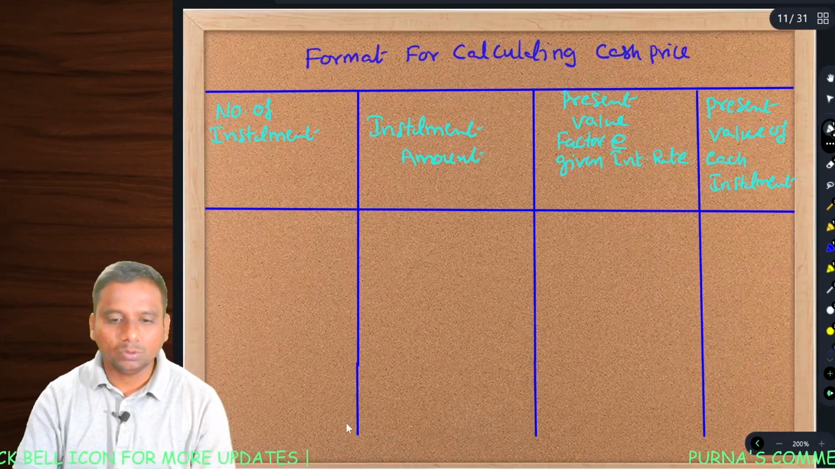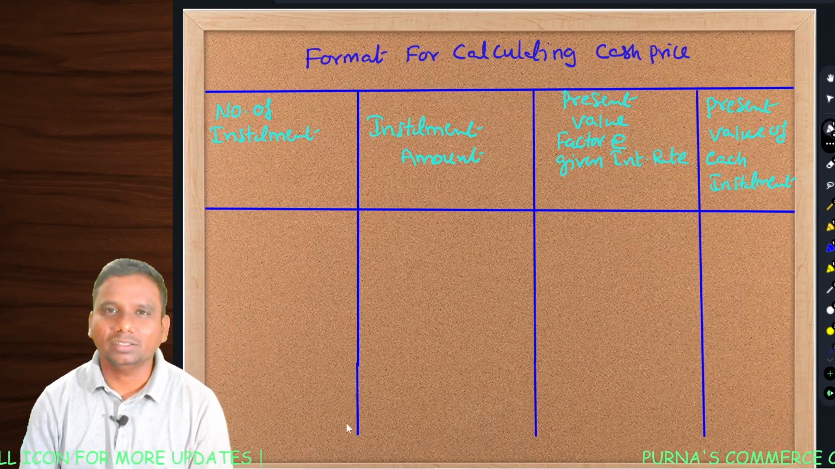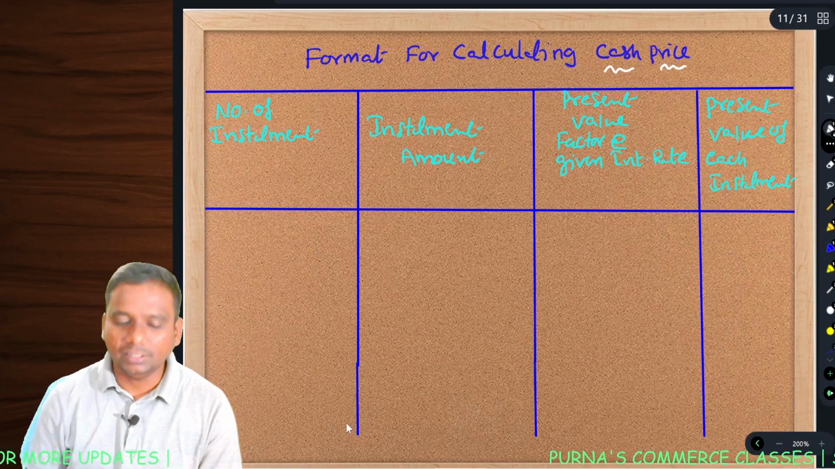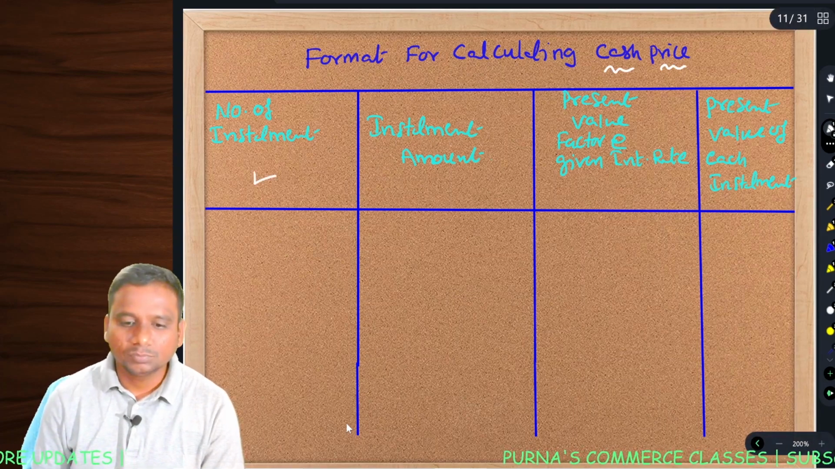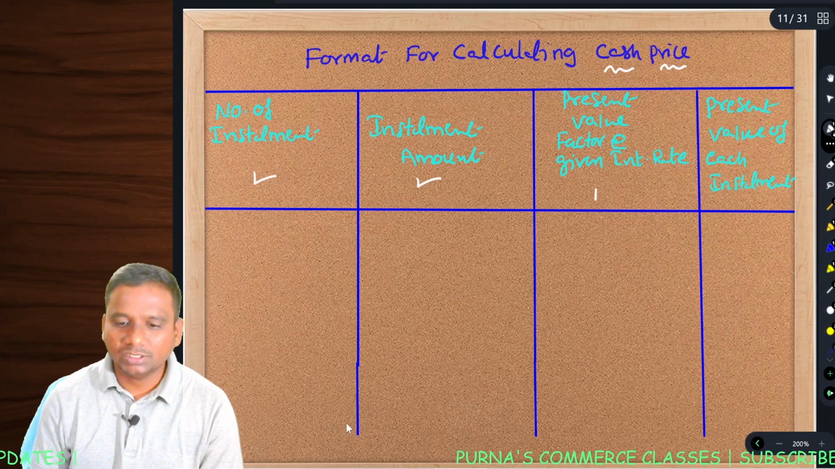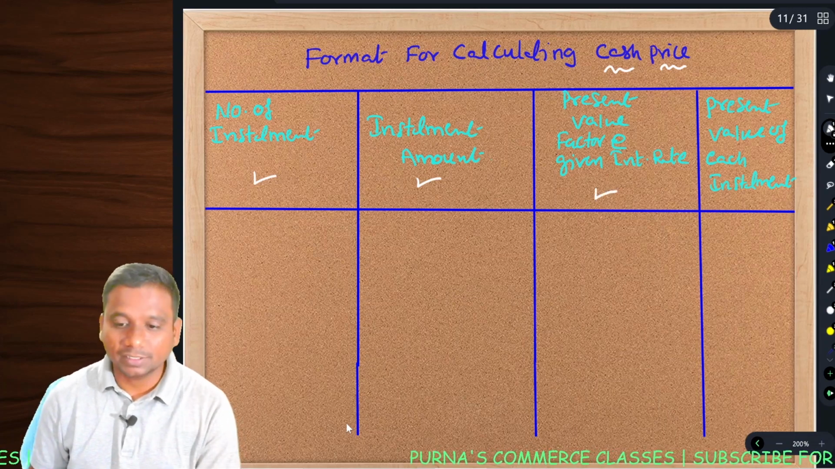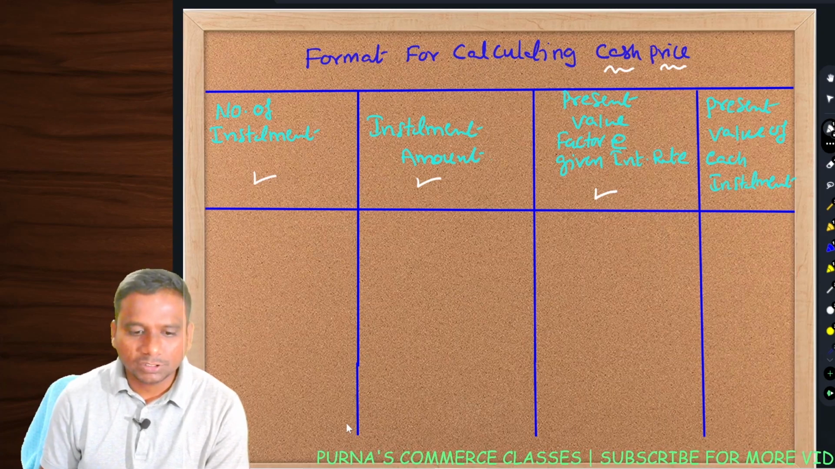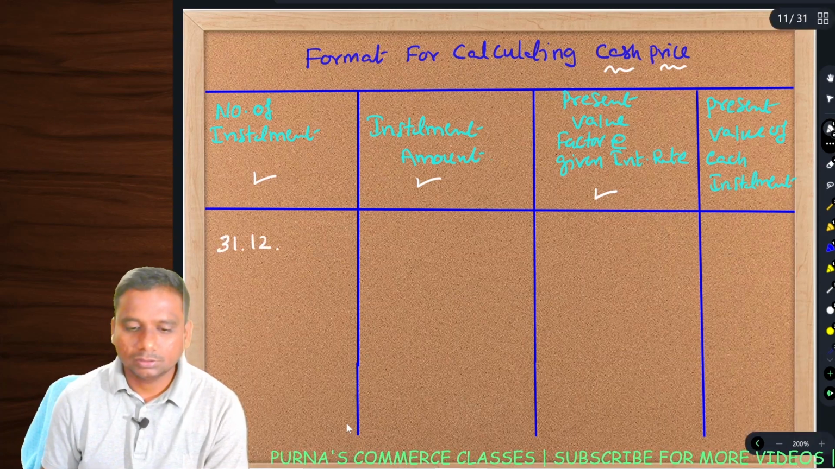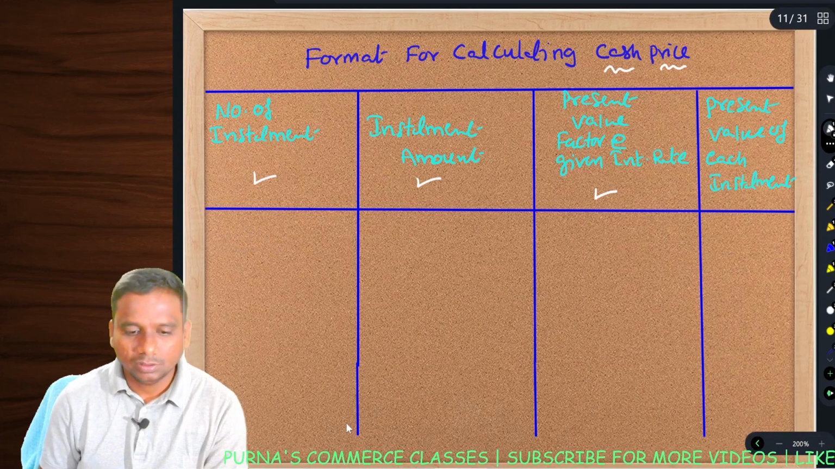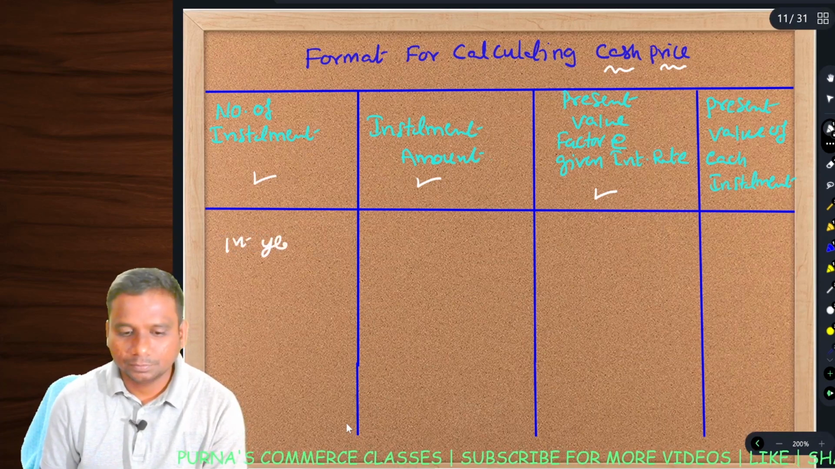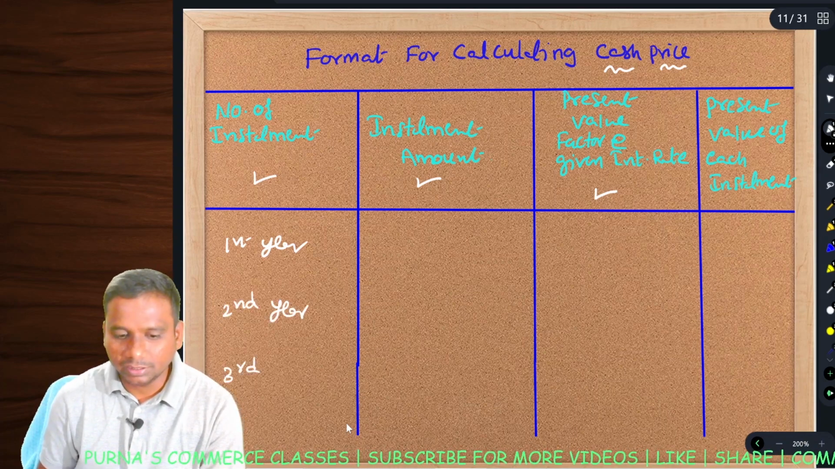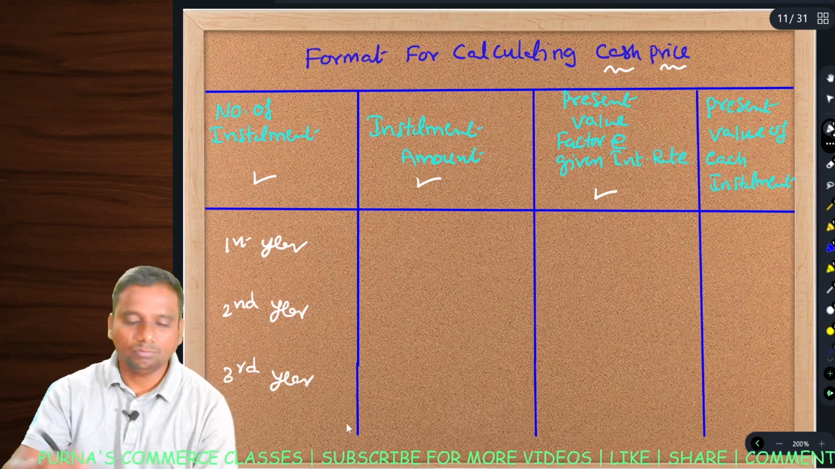Now we'll take one example. What is the format here? Format for calculating cash price, simple. Only cash price, do remember, we are not calculating interest. Number of installment, installment amount, present value factor at given interest rate, and present value of each installment. We'll take first year, second year, third year. We'll take second example as the base for this problem.